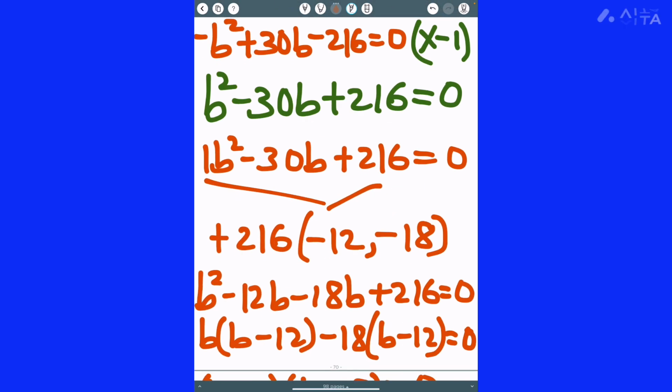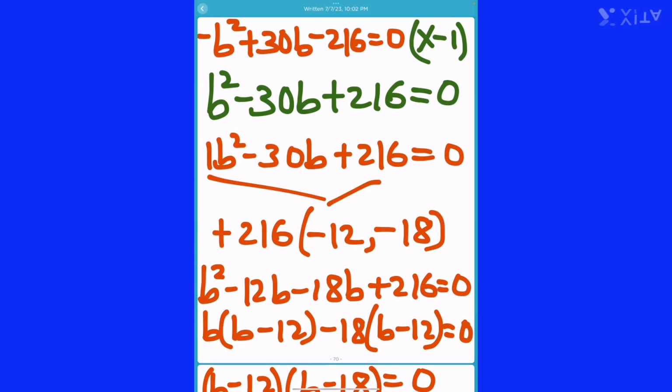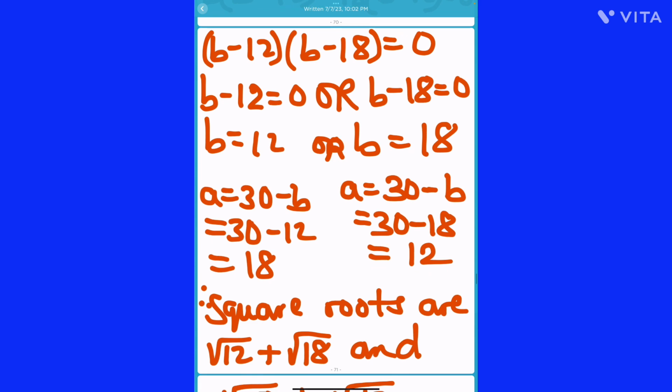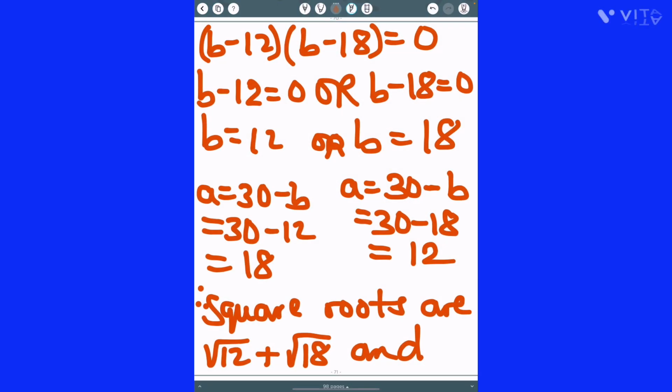You solve the two equations simultaneously and you get B is 12 or 18. So look at this equation very well before I move to the next page. You get B is 12 or 18. So when B is 12, A is what? 13 minus B. That's A is 18. And when B is 18, A is what? 13 minus B. So 13 minus 18 is 12.